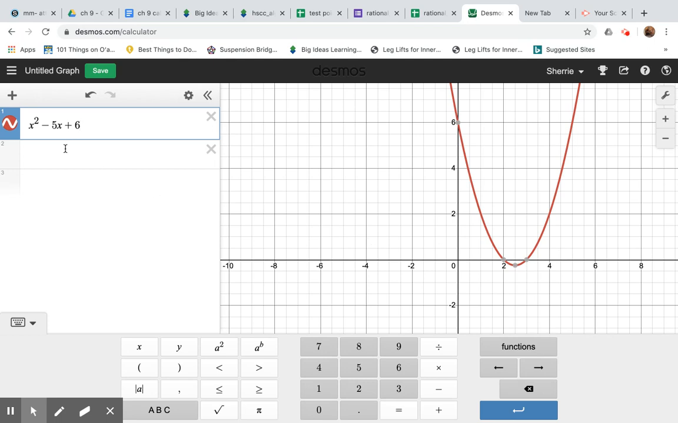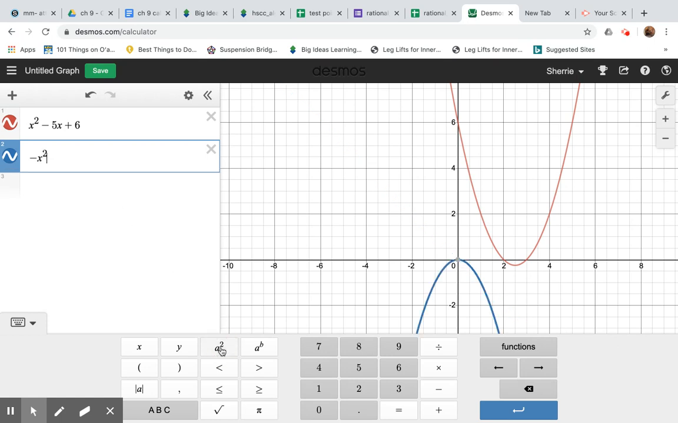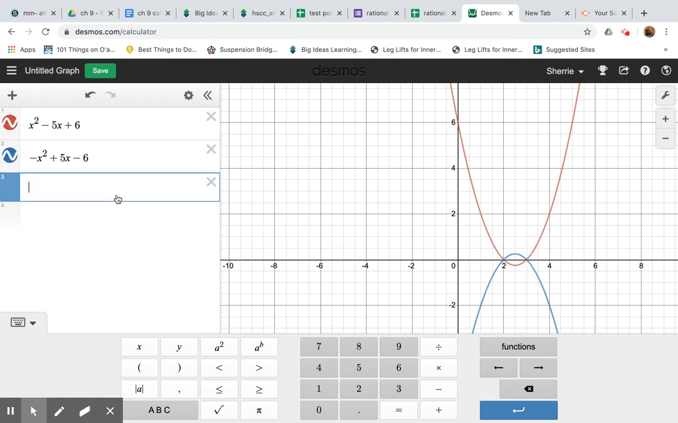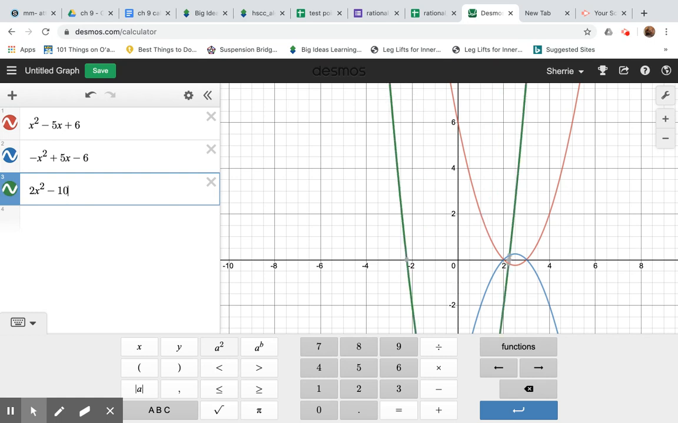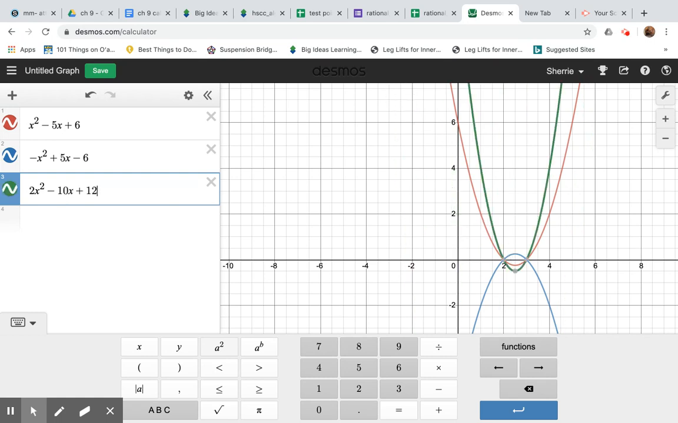Now, what we want to do is the other version where we have the negative x squared plus 5x minus 6. It still has the same two answers. And in fact, we can multiply this original equation by anything we want. I'm going to multiply it by 2, so it's going to be a skinny little thing, and we're going to get 2x squared minus 10x plus 12. Let's just do that. It's the same two answers. So even though the graph changes, the solution does not.